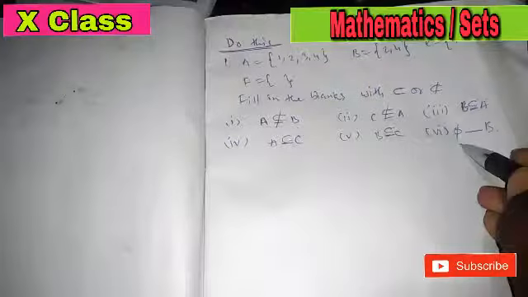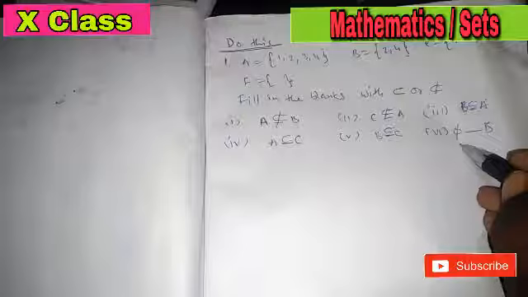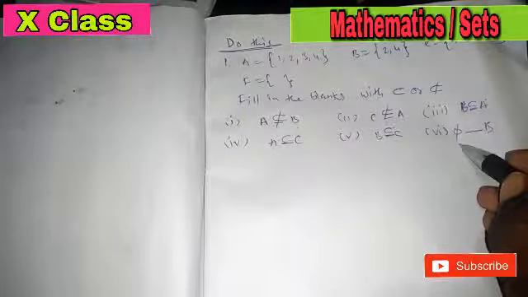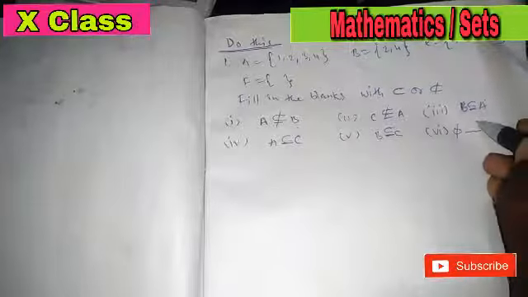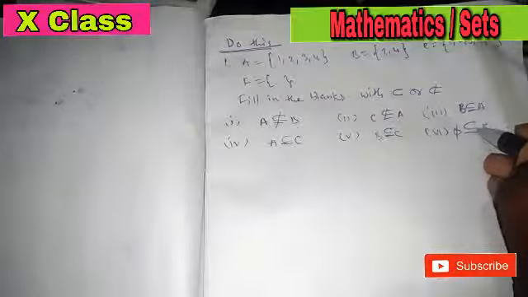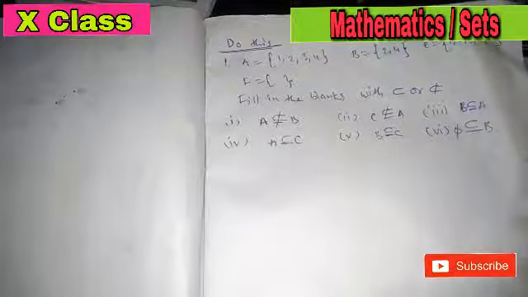Phi, I already told you, phi is a null set. A null set is a subset of every set. Null set is a subset of every set. So I am going to write the subset symbol. Okay, next.